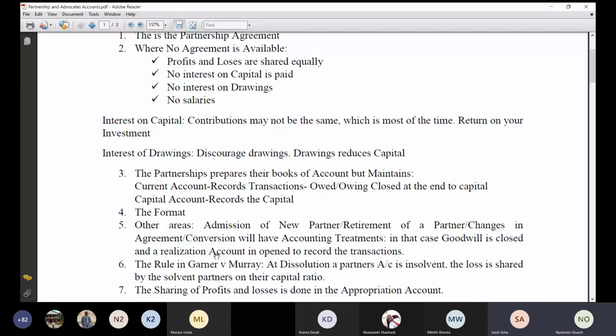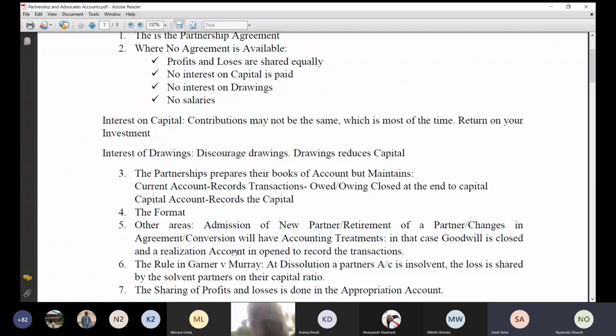The capital account records the capital that has been brought. Of course, the current accounts are normally closed at the end into a particular capital account. If you look at the format, you will realize that in the current account, you will have the balances that have been brought down on the credit side. You will also put interest on capital on that credit side. Your share of profit, you will also have on that side, credit side. Your salaries will be on that credit side.